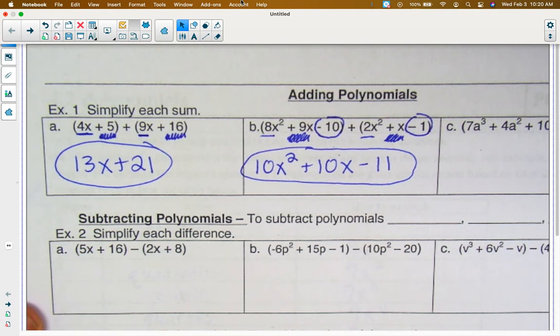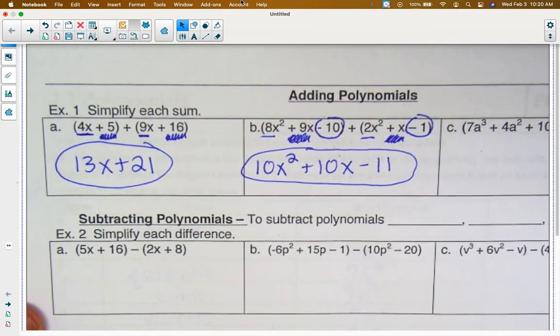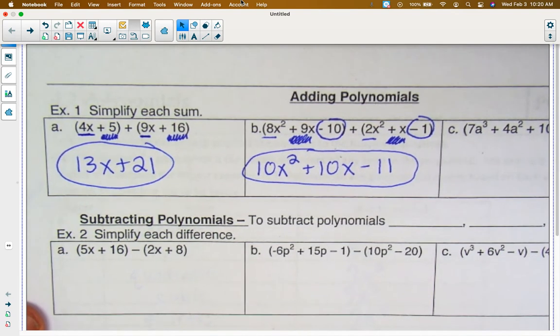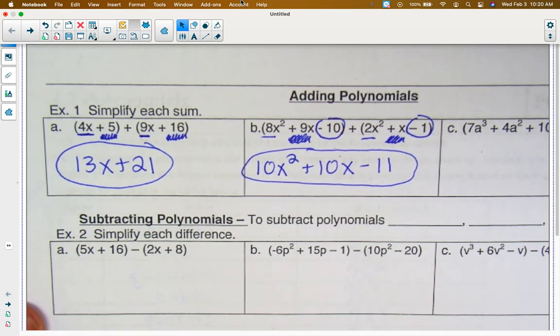Okay, again, you don't have to, but we're all at different levels with math. So if you need to circle things that go together, underline, highlight, feel free to do what you need to so that you know what like terms are. And we are adding these together.